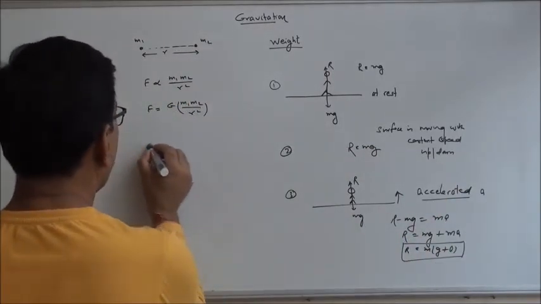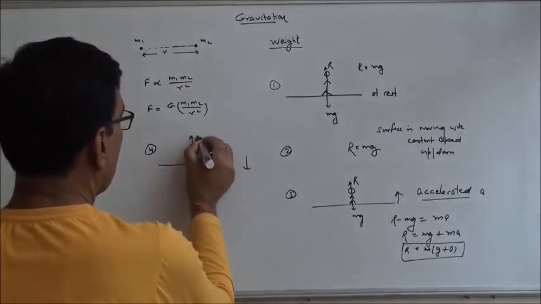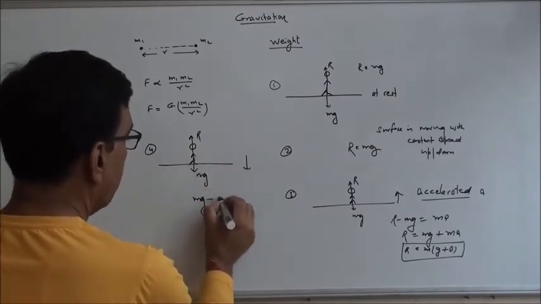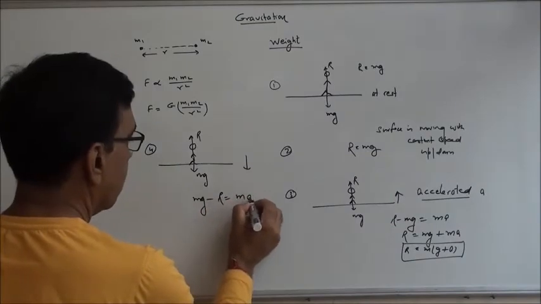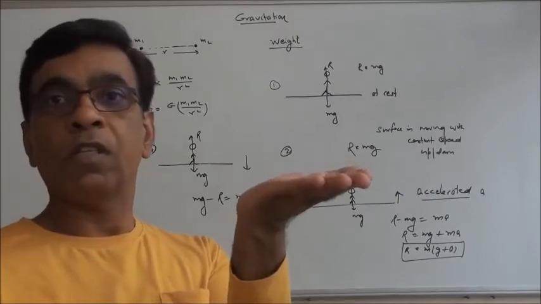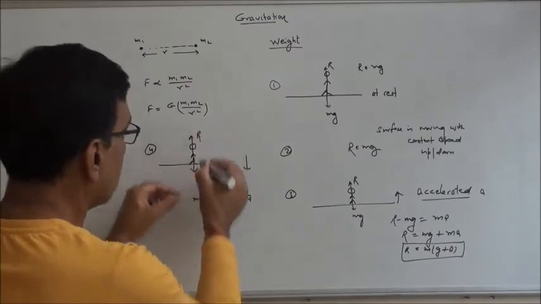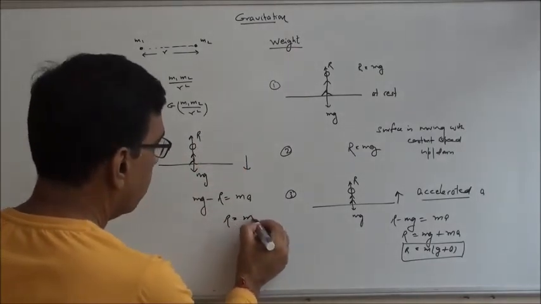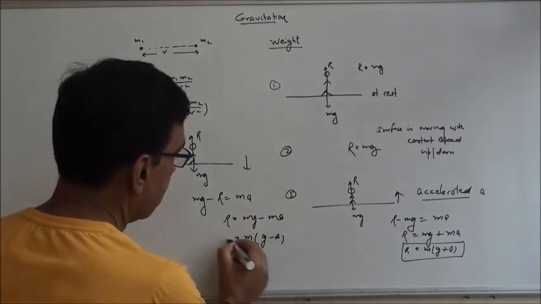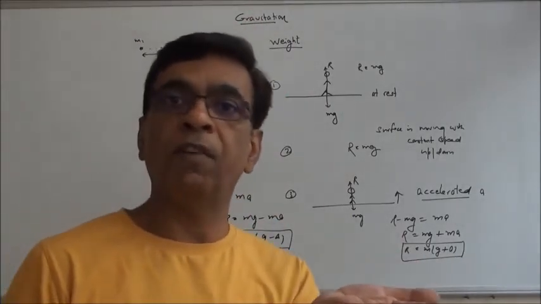And if it is accelerating downward, now R is up, mg down. I am saying the surface is moving downward, but not with constant speed. It is accelerating downward. So mg minus R is equal to ma, and R will now be mg minus ma, or m(g minus a). So now again the reaction will be different from mg.